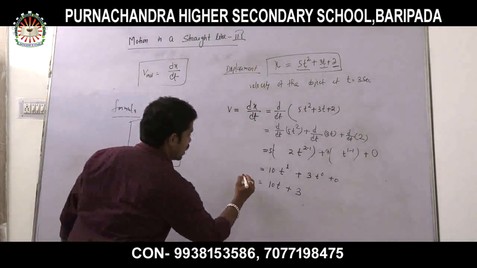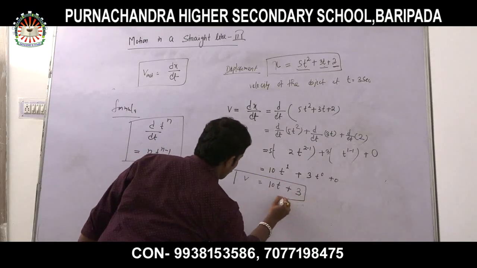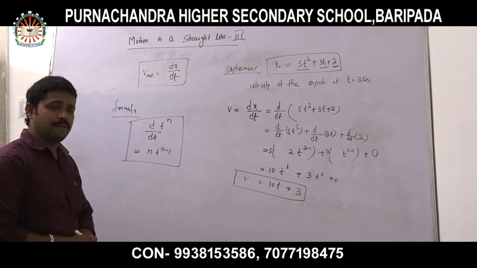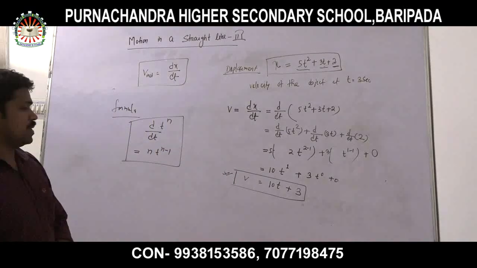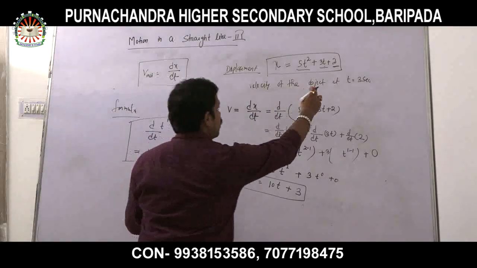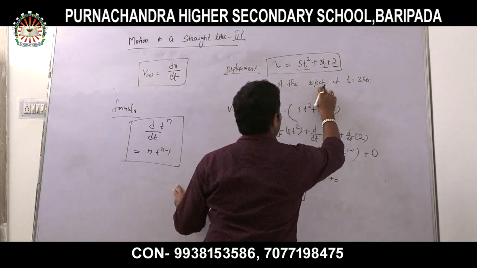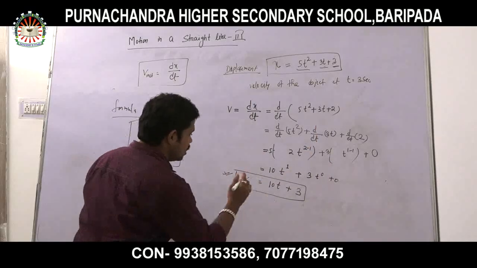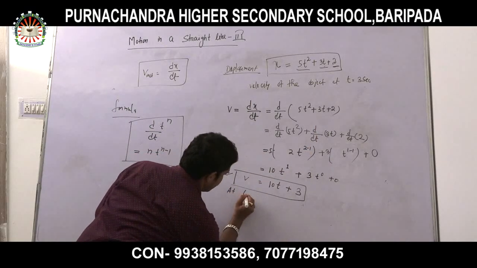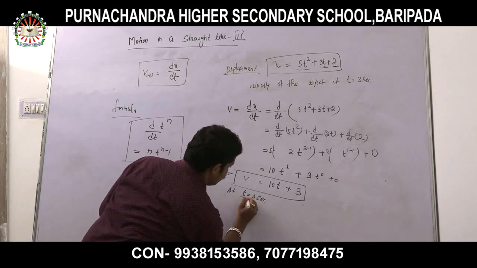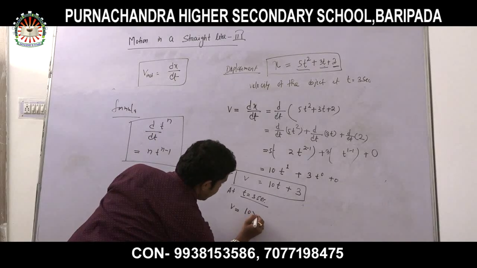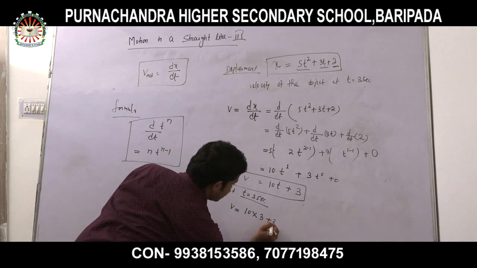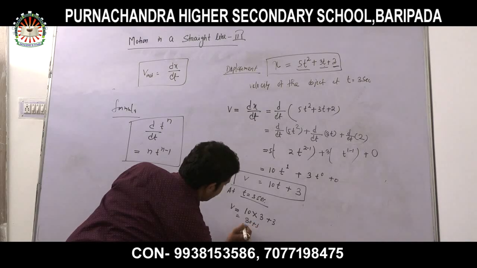So what is the velocity I will get? Now v is equal to 10t plus 3. Okay, so now this is my final expression after finding out the derivative. So v is equal to 10t plus 3. Now what is our aim? Now we have to find out the velocity at t equal to 3 seconds. So at t equal to 3 seconds, v is equal to 10 into 3 plus 3, so that is 30 plus 3, so that is 33.